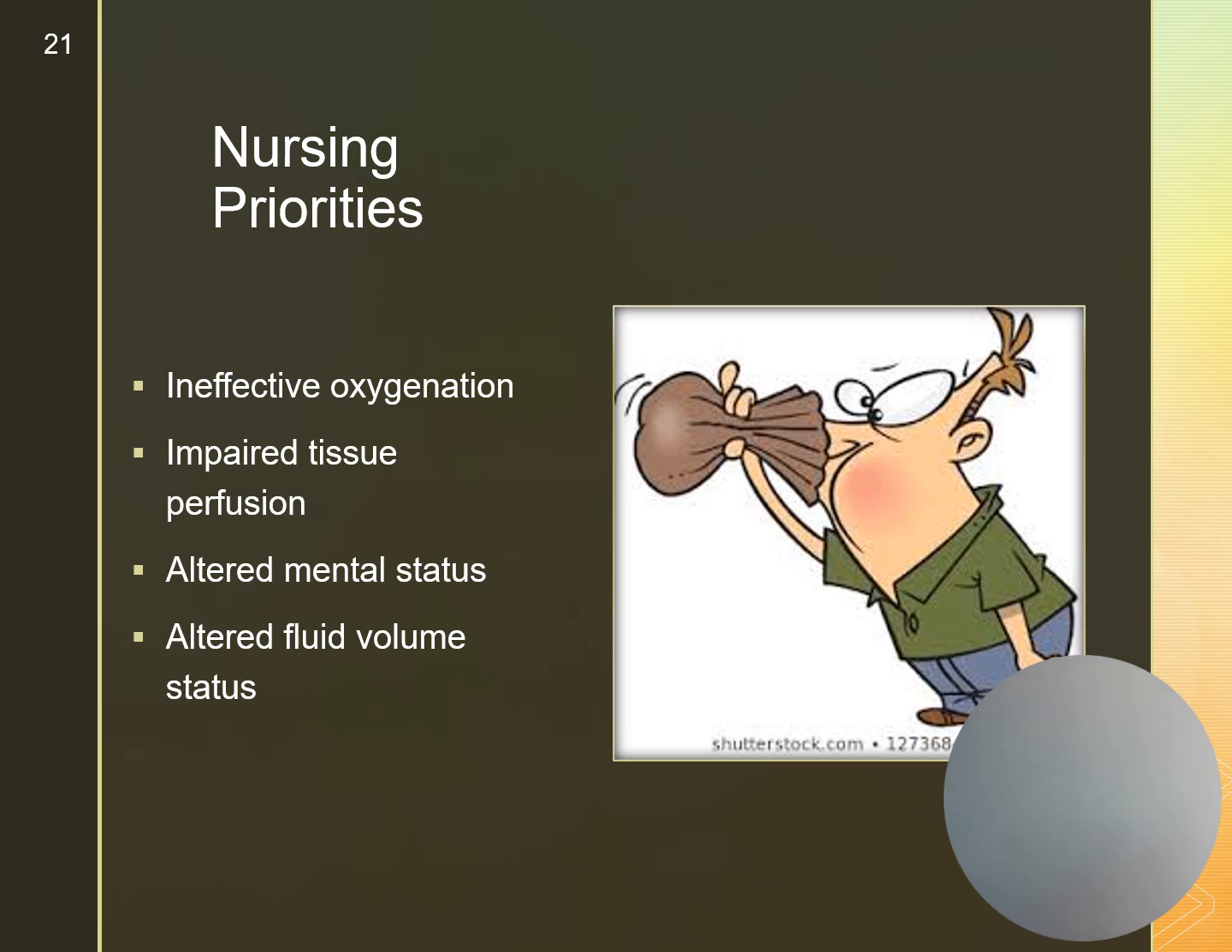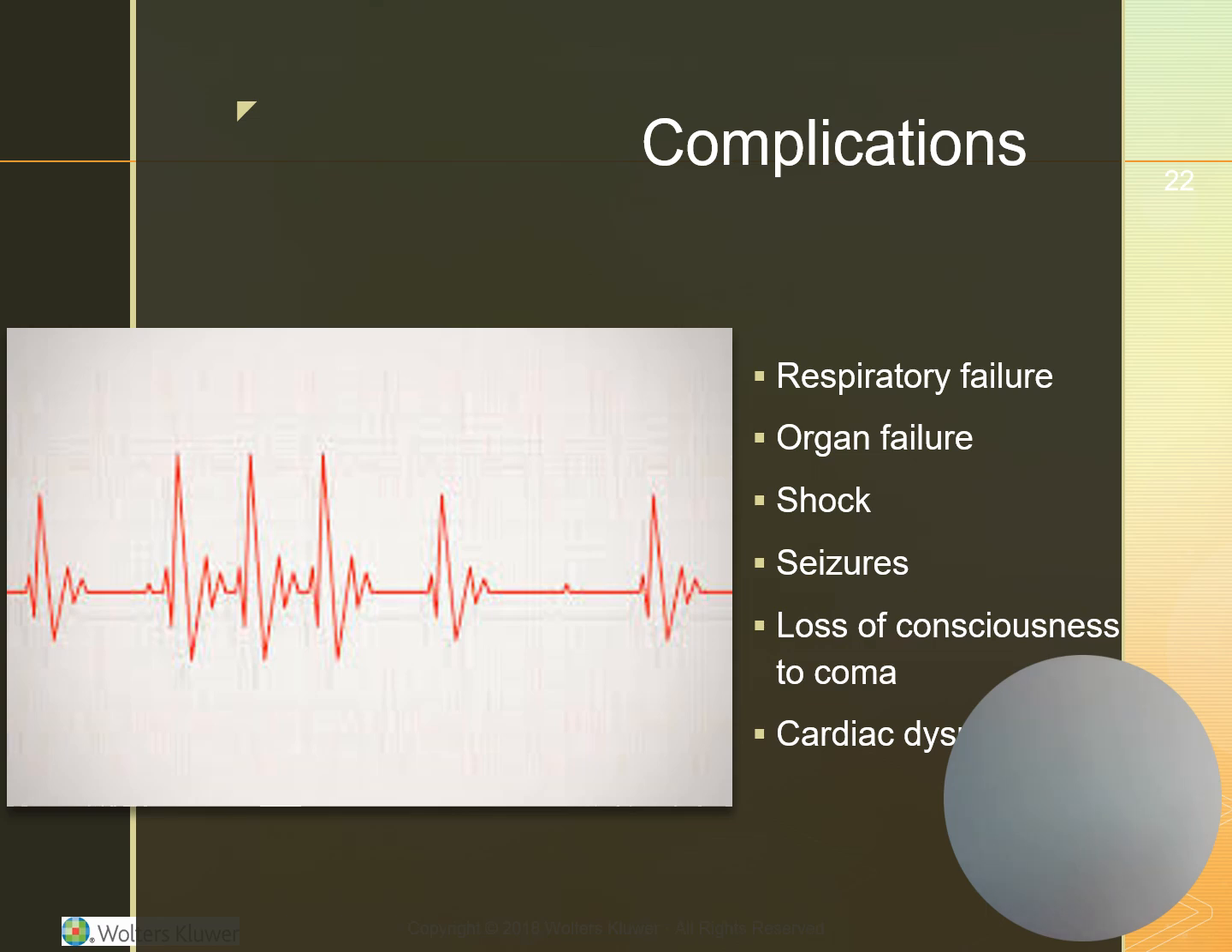Our biggest priorities with acid-base imbalances are going to be ineffective oxygenation, impaired tissue perfusion, the altered mental status, and altered fluid volume status. Complications of acid-base imbalances. We have respiratory failure, organ failure, shock, seizures, loss of consciousness to the extent of being comatose, and cardiac dysrhythmias.